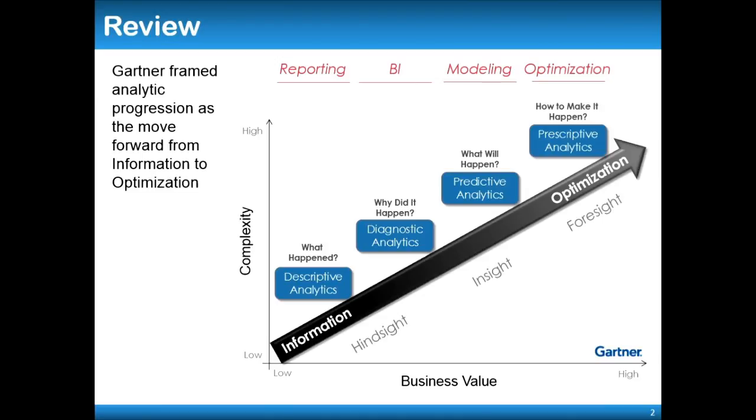Clearly, optimization is on the upper right side of this, so the business value is very high. And as always, no surprise, there's no free lunch these days, and so the complexity that goes along with that is also on the high side.